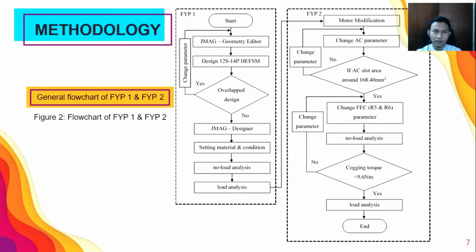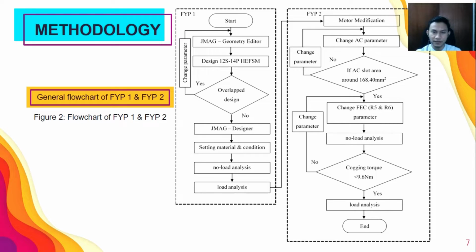Okay, this is for the methodology part. Basically, this figure shows the general flowchart of FYP1 and FYP2. In FYP1, we need to design the motor of 12 slot 14 poles. In FYP2 is the improvement of the motor from FYP1.